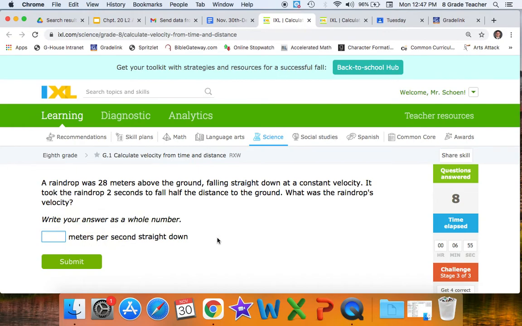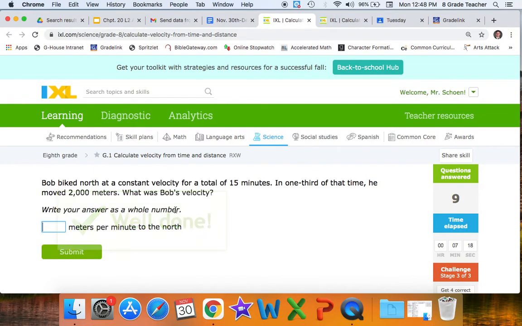I got that correct. A raindrop is 28 meters above the ground, falling straight down at a constant velocity. It took the raindrop 2 seconds to fall half the distance to the ground. What was the raindrop's velocity? So the raindrop was 28 meters above the ground, but it only fell half that distance in 2 seconds. So what's 1/2 of 28? 28 divided by 2 is 14. 14 divided by 2 is 7, so it's 7 meters per second straight down.